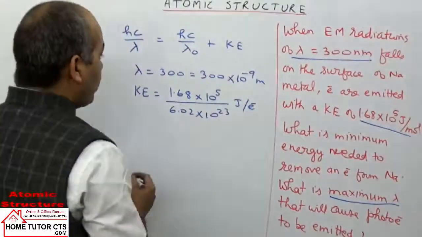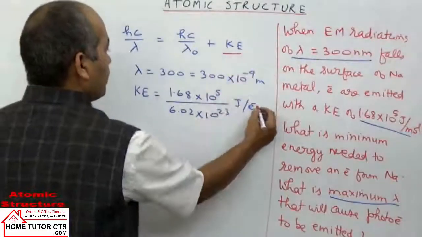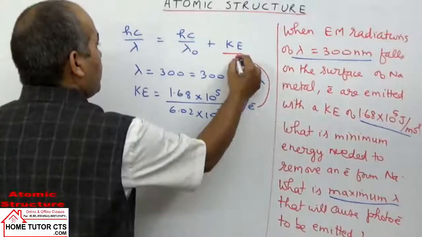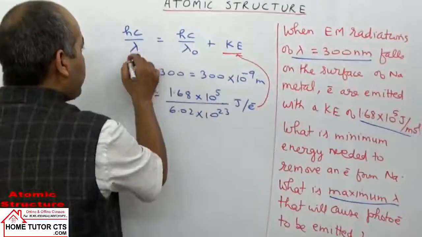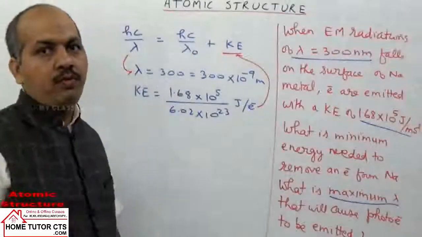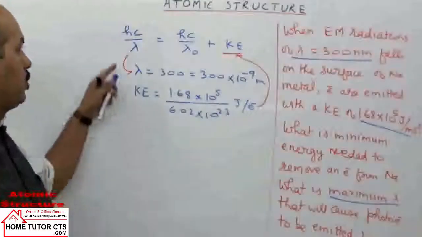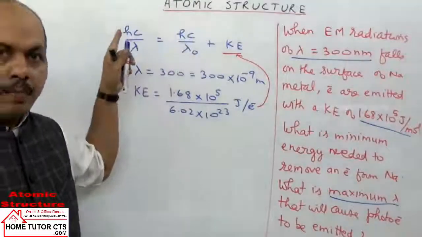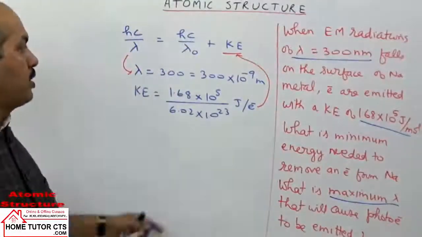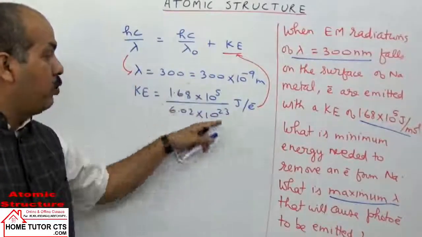This value of kinetic energy we will put here. This value of lambda is given to us. The rest we know: h is Planck's constant, c is the velocity of light, so c is known to us. Planck's constant h is known to us. Kinetic energy is required, and is given to us.